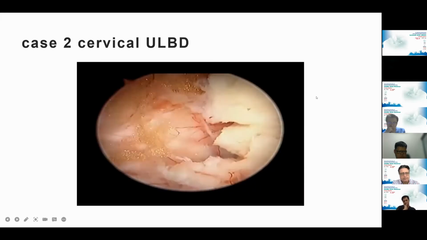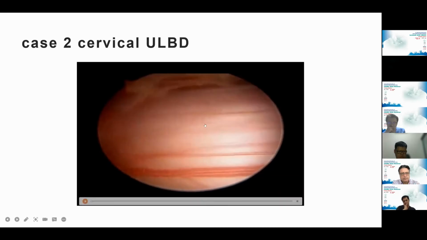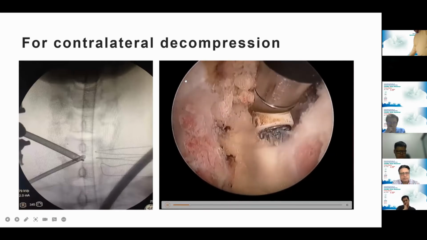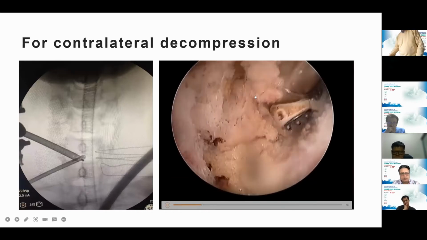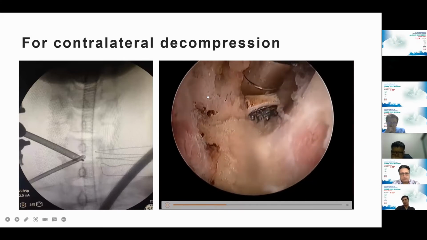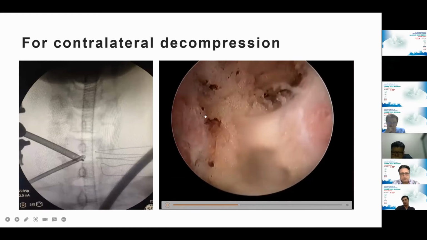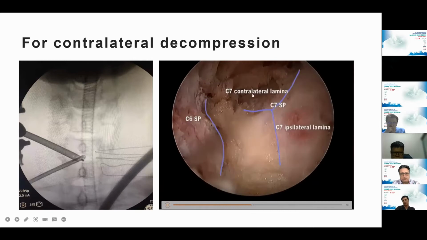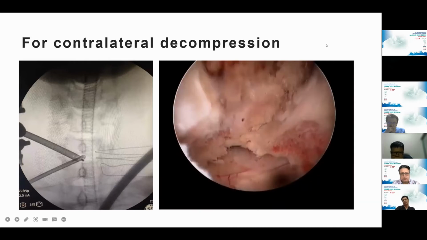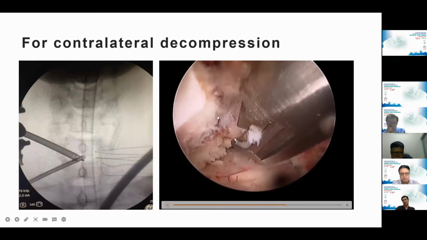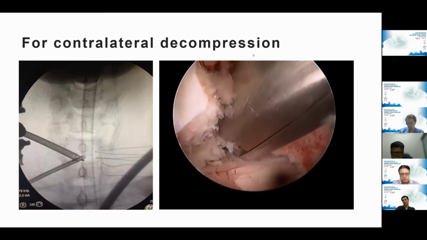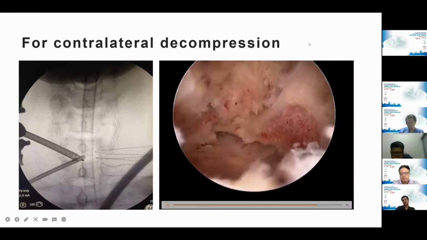I often choose the single open door or spare tip technique to deal with the CSM case. The spinous process approach is very important. It was described by Dr. Sun. We can see the contralateral side, the lamina. Then we can do the contralateral side decompression until we find the contralateral side V point and facet joint.